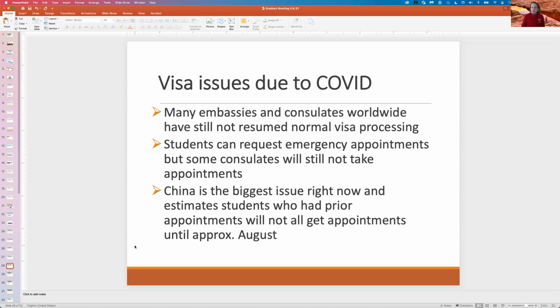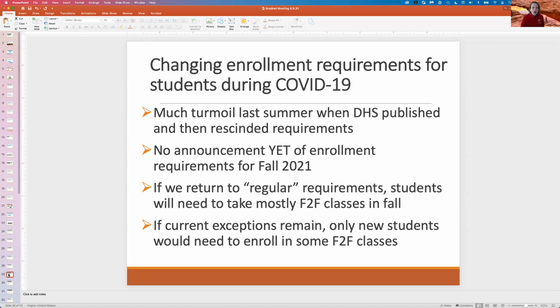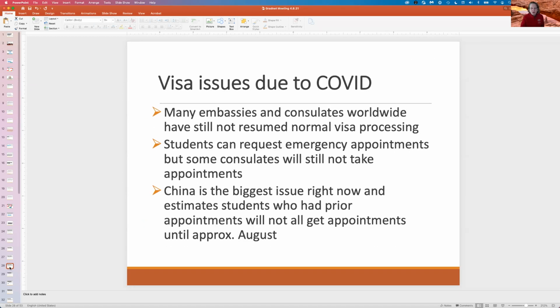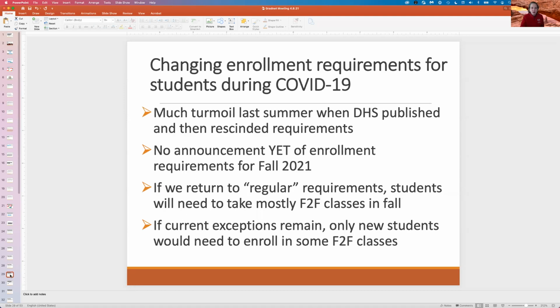China, as I said, is the biggest issue right now. And they are estimating that students who had prior appointments, who they've been deferring the appointments, will not get appointments until approximately August. So in other words, they're already booked up through August if they open. So there's a lot of effort right now on the part of different advocacy groups, which I'll talk about in a minute, to get the State Department to make some provisions that will alleviate these pressures of visa appointments, which I'll talk about in a second.